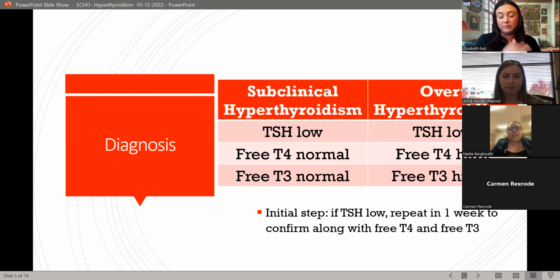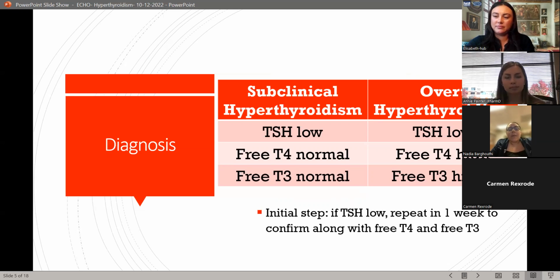So subclinical hyperthyroidism is a bit different from overt hyperthyroidism. And the way you want to think about it is both of them will have a low TSH, but in subclinical, the T4 and T3 will be normal, whereas in overt hyperthyroidism, they'll be high. The reason I put a little star beside the T3 is that some people can just have the free T3 be high, called T3 thyrotoxicosis.